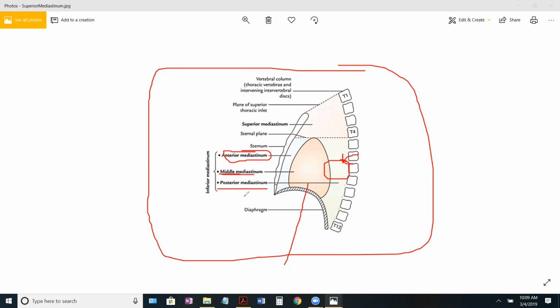So remember, what is the mediastinum? The mediastinum is the whole space between the sternum and the vertebral column, between the two lungs. The lungs are not a part of the mediastinum. Remember this. Lungs are part of the pleural cavity. So lungs are present within the pleural cavity; do not confuse the mediastinum with the pleural cavity.